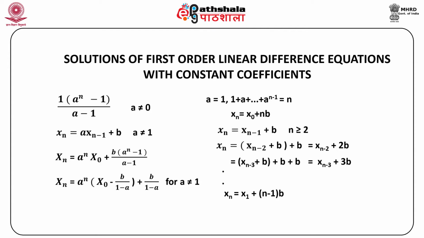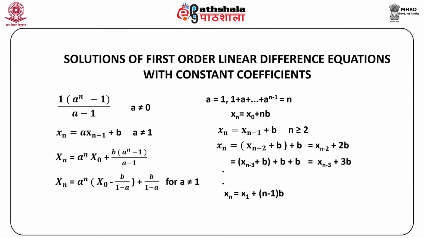The solution is given by x_n = a^n x_0 + b(a^n - 1)/(a - 1), or x_n = a^n (x_0 - b/(1 - a)) + b/(1 - a) for a not equal to 1. For a equal to 1, 1 + a + ... + a^(n-1) = n, so x_n = x_0 + nb.